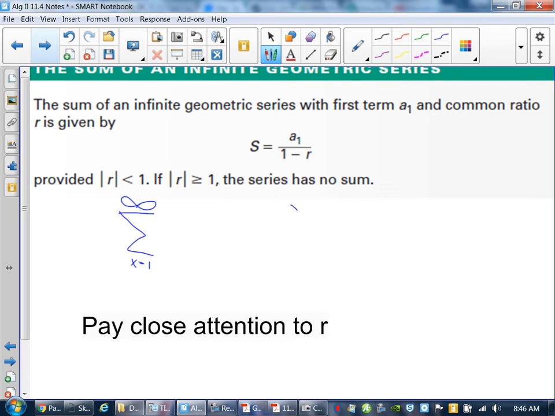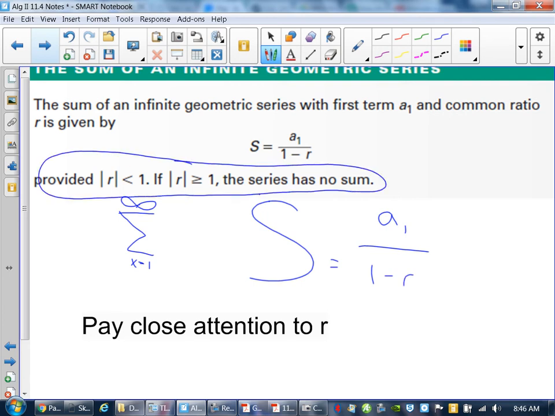It's just S, which stands for the sum of an infinite geometric series. There's no S sub n or anything like that. That's how you're able to distinguish this formula from the rest of them. All you're doing is taking your first term and dividing it by 1 minus r. And the rule is the absolute value of r has to be less than 1, which basically means you wind up dividing by a decimal, which makes the value larger.